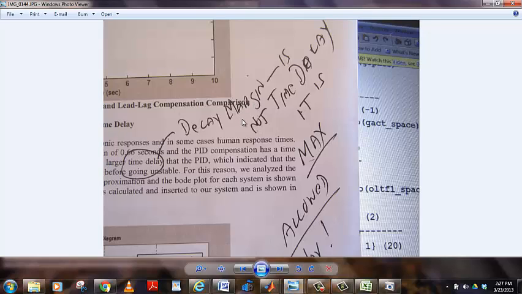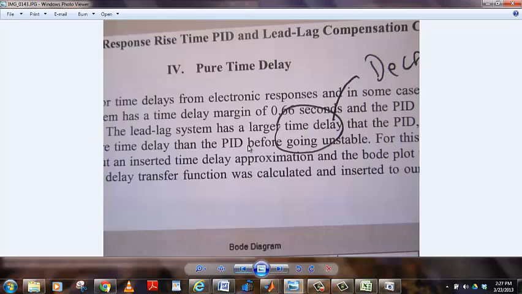It's the max allowed time delay. Time delay itself is always adverse. It's always bad. So be careful when you say that the lead lag system has a larger time delay than the PID. If you mean it has a larger delay margin, you're actually saying the opposite to the customer.